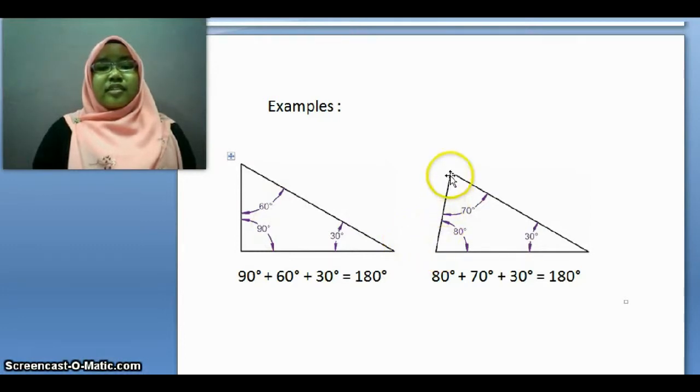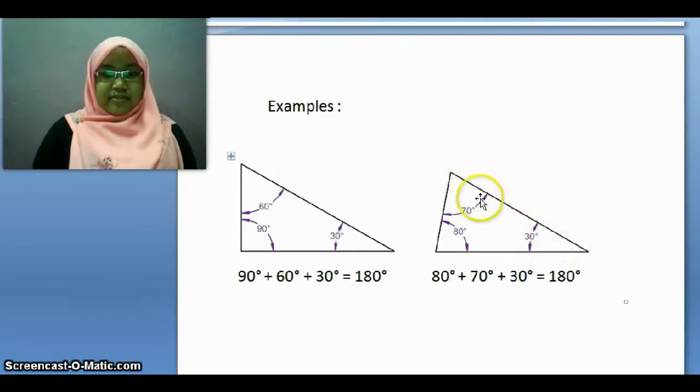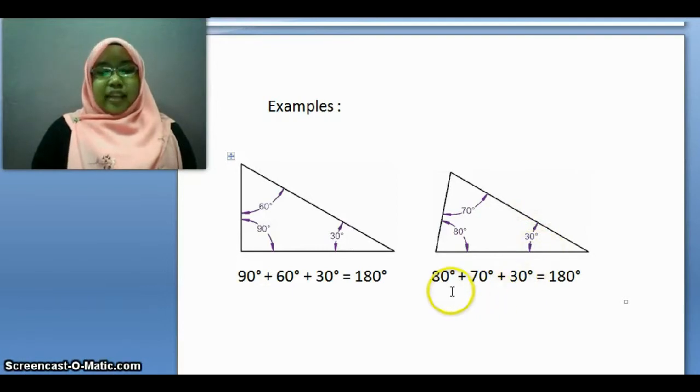Let's look at another example. This triangle has 3 sides, 3 angles. Given the angles are 70, 80, and 30. Sum all the angles: 80 plus 70 plus 30. It will be 180 degrees.